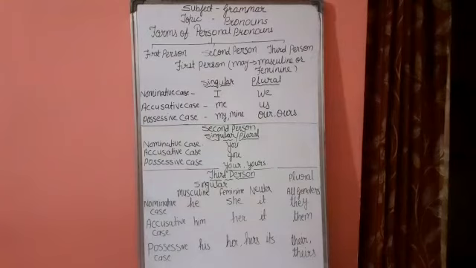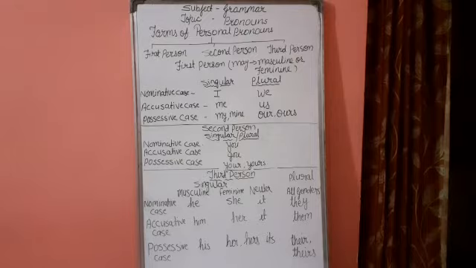Now students, we will learn about the forms of the pronouns. First of all, we will take personal pronouns. Personal pronouns have 3 kinds, that is first person, second person, and third person. Accordingly, they have been categorized by person. In the first person, it may be masculine or feminine. For the singular and plural, the pronouns will be different.